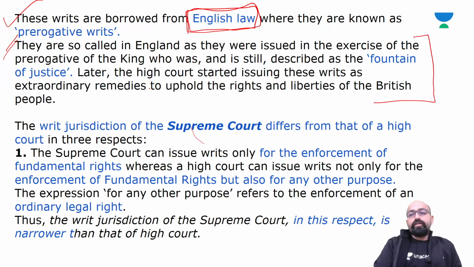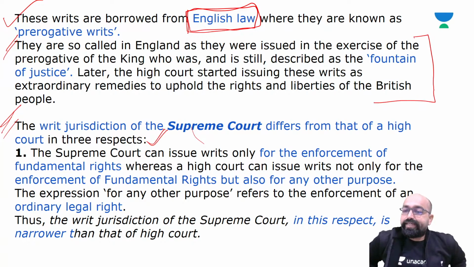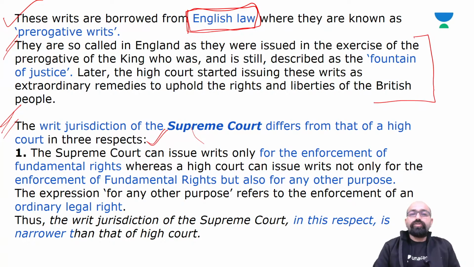Now coming to India, the writ connections with our Indian Constitution. The writ jurisdiction of the Supreme Court differs from that of a High Court in three respects. As I told you, Article 32 and Article 226 deal with the writ powers of the Supreme Court and High Courts respectively. Now we'll study the difference in writ jurisdiction between the Supreme Court and High Court. There are three differences we can say.